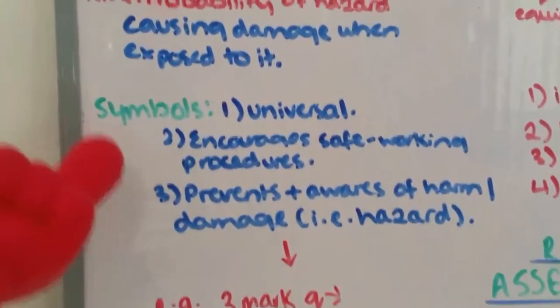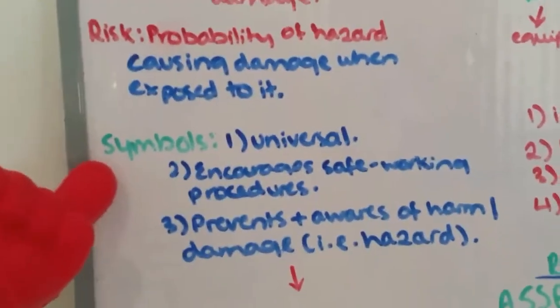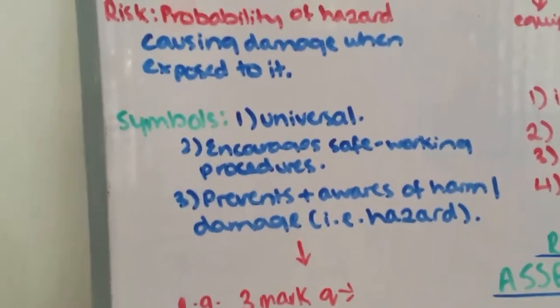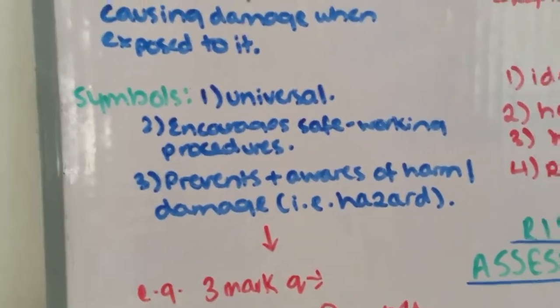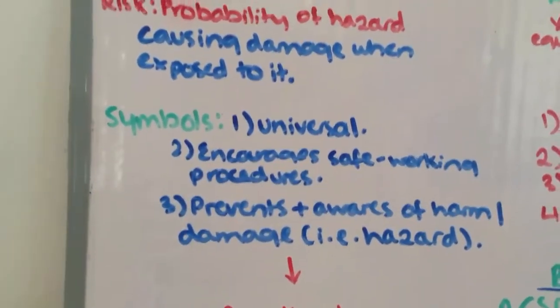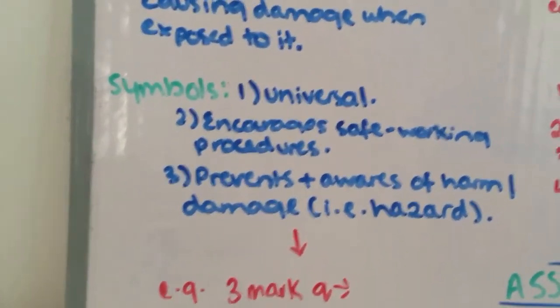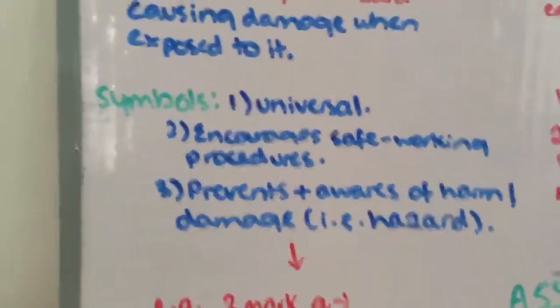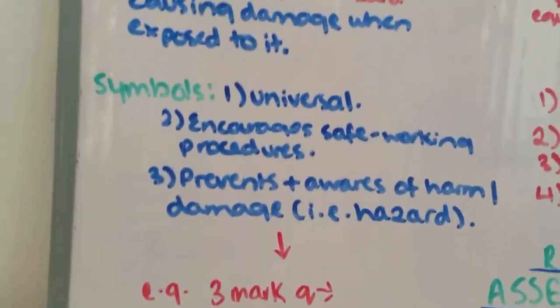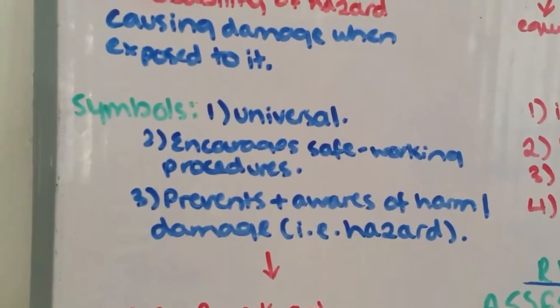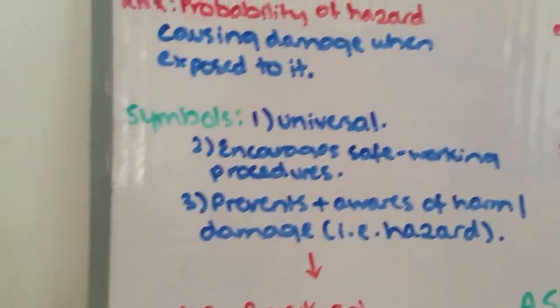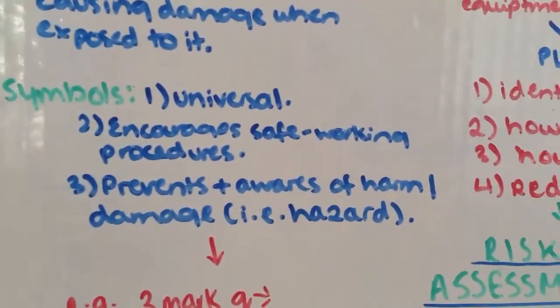Now, number 3. Symbols are universal. This means that every single person around the world, all forms of scientists, will be using the same type of symbols, and they will mean more or less the same thing. Now, what's the effect of the symbols becoming universal?